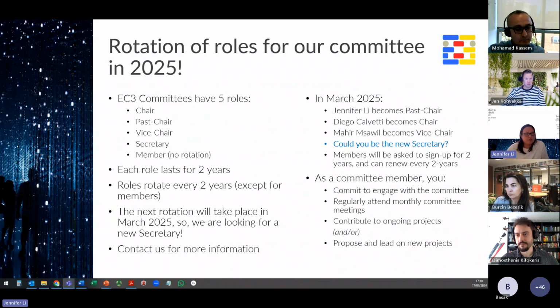During their kind of after their chairship. We have a vice chair, secretary, and then a member. So the first 4 roles you see here rotate every 2 years. So in March, at the annual general conference for EC3, I will become past chair, Diego becomes the chair, Mahir, who's currently our secretary, will become the vice chair, and we will be looking for a new secretary to come in as part of the leadership team, the management team of the committee.